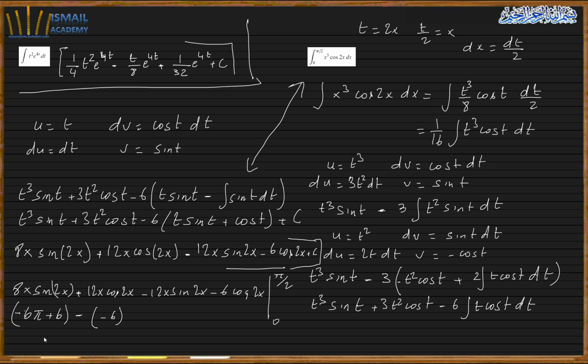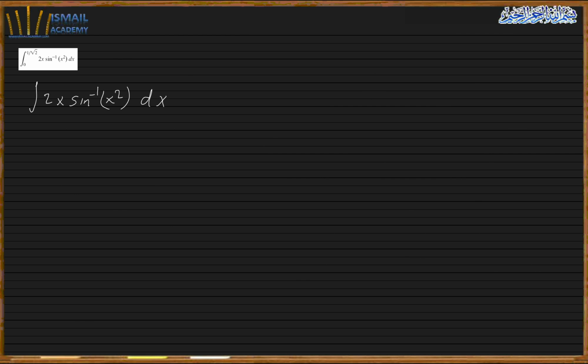It will become plus, so it's going to be minus 6 pi plus 12, and this will be your answer when you substitute back. So I hope it's clear here. So the same thing here. So I'm not going to deal with the boundary.